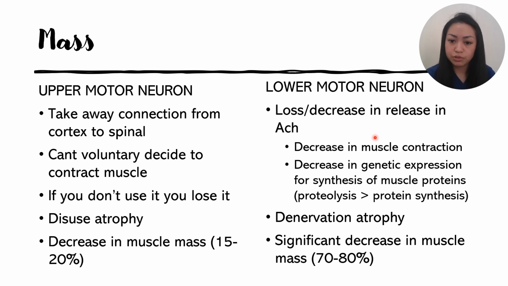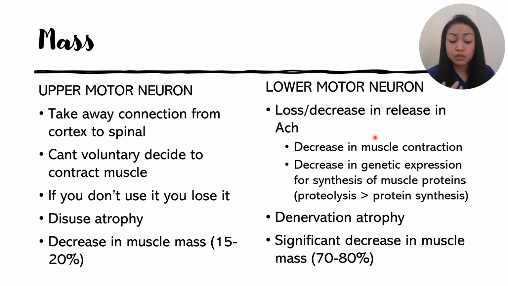So if we have a lower motor neuron lesion, there's a decrease in ACH release at the axon terminal, and therefore less acetylcholine binding to those nicotinic receptors, and therefore less muscle contraction. Also, the second function of acetylcholine is it binds to receptors that lead to a cascade of signaling downstream, down the cells, that stimulate the transcription of certain transcription factors, leading to the synthesis of proteins.